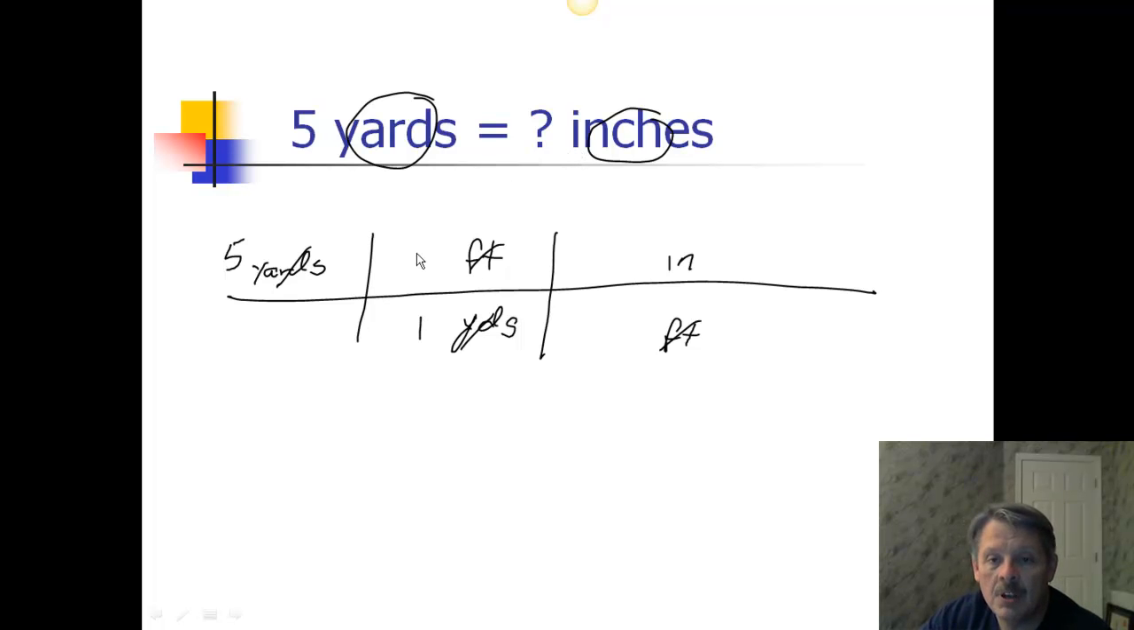Well, in every yard, there are 3 feet, and there are 12 inches in every foot. So I multiply, and so that means I'm left with inches at the end, which is what I want. And what's my number? Well, 5 times 3 is 15, and 15 times 12 is 180, maybe? 15 times 12 is 30 times 6, that's 180, that's right. 180 inches.